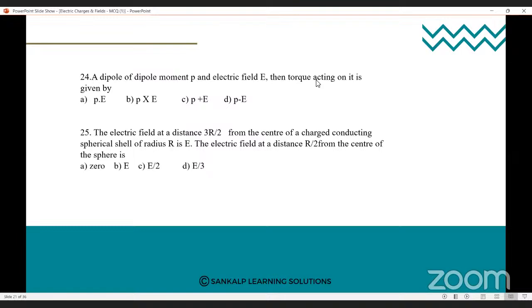Whether it is A or B. B. Yes, that is PE sin theta. So when we are writing sin theta, it is cross product. So option B is the correct answer. Go for the next question.